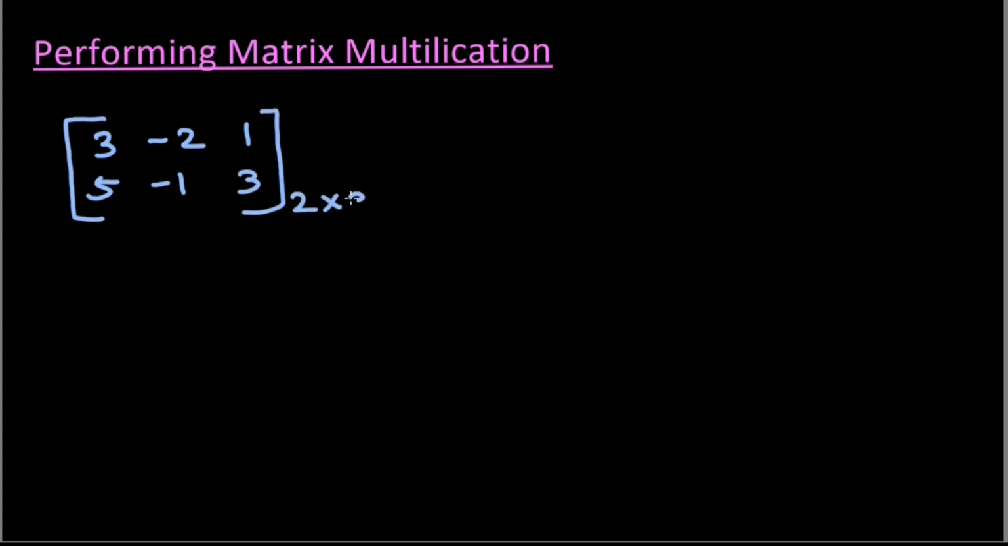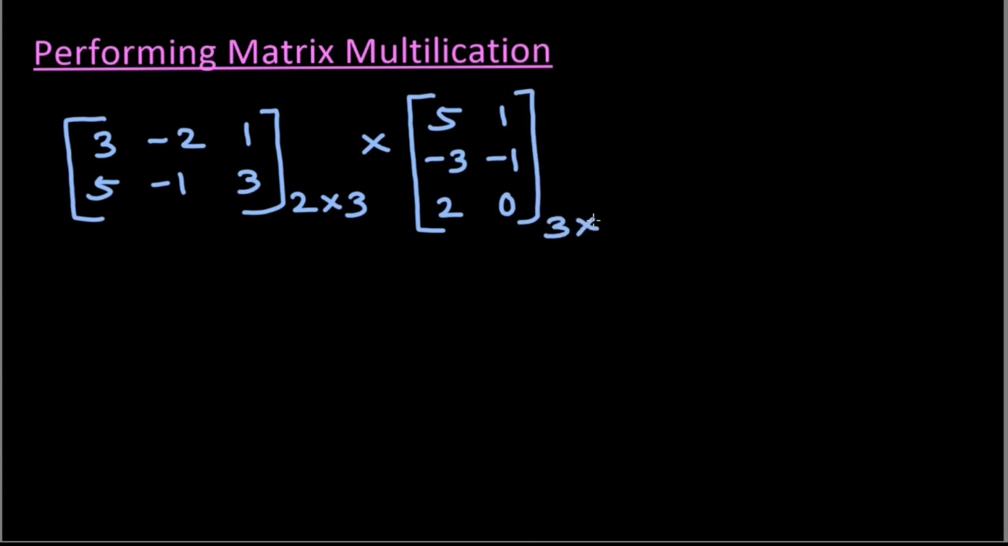Now let us understand how matrix multiplication is actually performed. That is, performing matrix multiplication. Consider a matrix multiplication of 3, minus 2, 1, 5, minus 1, 3, which is a 2 by 3 matrix, multiplied by a matrix 5, minus 3, 2, 1, minus 1, 0, which is a 3 by 2 matrix. Let us first confirm whether this matrix multiplication is possible.